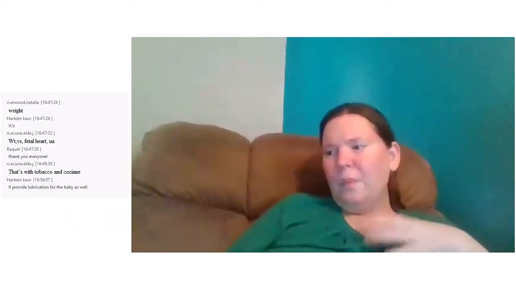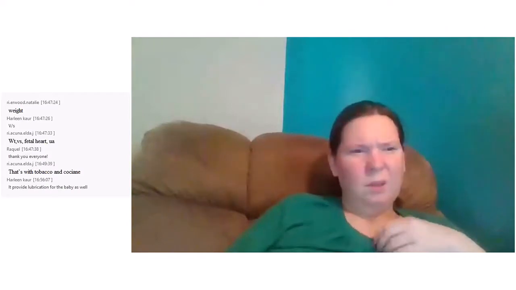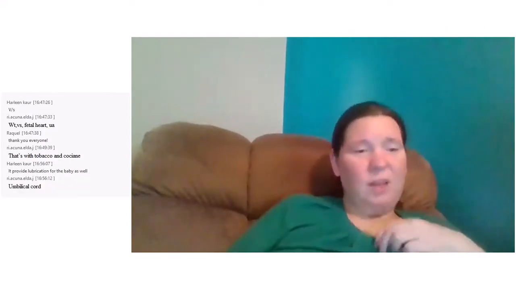It allows for symmetrical growth. So if there's not enough fluid and the baby is scrunched up against the wall of the amniotic sac, they're not going to grow on that side that's wedged up against the wall. They're going to grow differently on the side that's open out to the area. Yes, it provides lubrication so they don't stick to that wall.